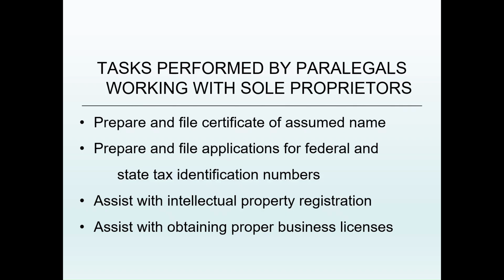Sole proprietors who hire employees need to obtain a federal employer identification number, and they do this by filing a Form SS4. These are done electronically with the Internal Revenue Service. And states also require the use of a tax ID number, and that can be obtained by filing an application with the appropriate state authority.